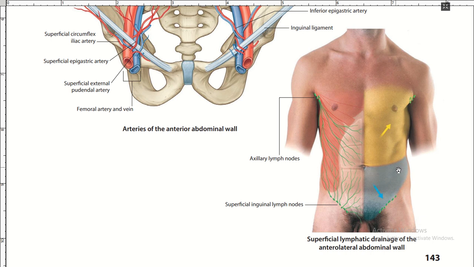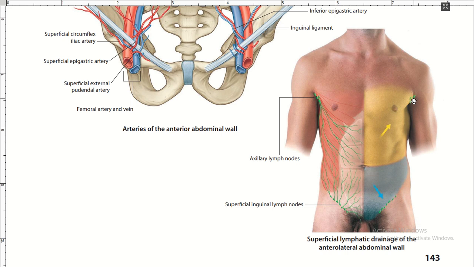So first of all, you have to understand, we draw a plane right here, the transumbilical plane. The region that is above the transumbilical plane is called the supraumbilical region. The region that is below the transumbilical plane is going to be called the infraumbilical region. All right. So the supraumbilical region is going to drain, its lymph is going to drain into the axillary lymph nodes, especially the anterior axillary lymph node.